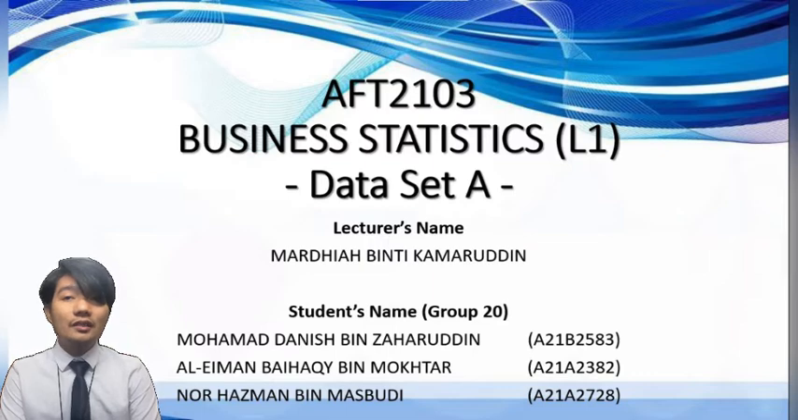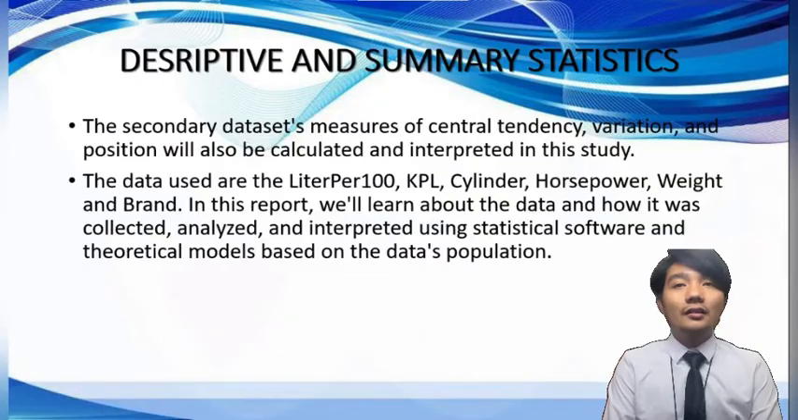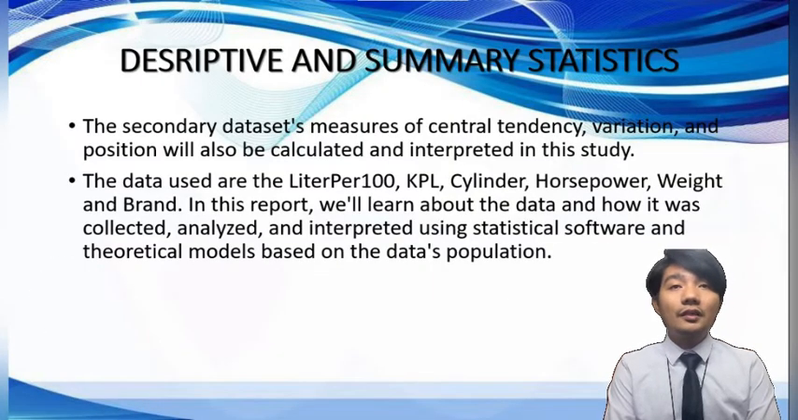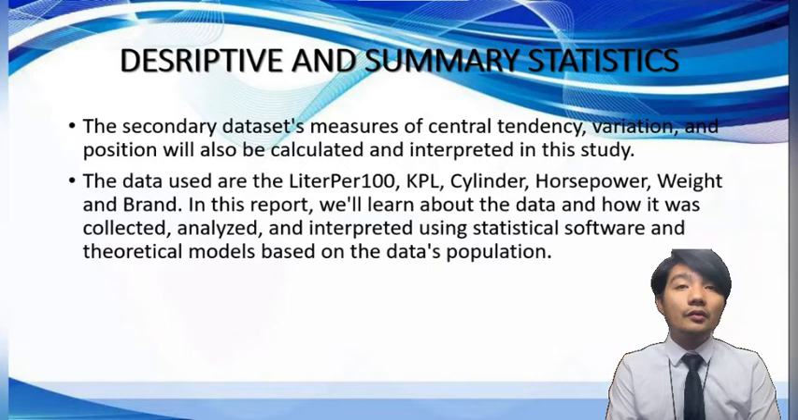Our group assignment is data set A. First, for descriptive and summary statistics, the secondary data set measures of central tendency, variation and position will be calculated and interpreted in this study. The data used are liter per 100, kpl, cylinder, horsepower, weight and brand. In this report, we will learn about the data and how it was collected, analyzed and interpreted using statistical software and a theoretical model based on the data population.